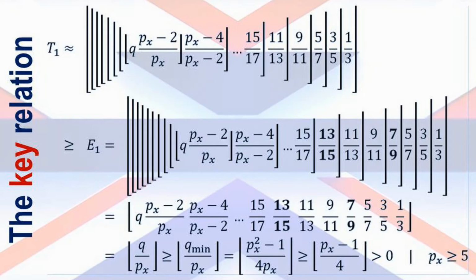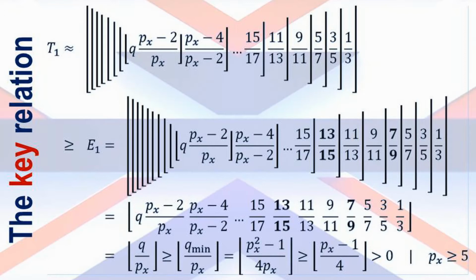which begins the fourth line of this key relation. Now we know that Q over Px must be greater than or equal to Q min over Px, and we saw what Q min was as part of the reference frame, and we know that Q min over Px, again part of the reference frame, is equal to Px squared minus 1 over 4Px. And if you divide the top and bottom by Px, then you know that that is greater than or equal to Px minus 1 over 4, taken as a floor function.